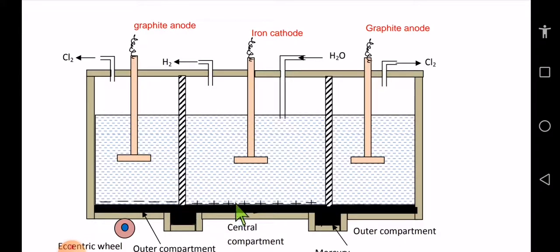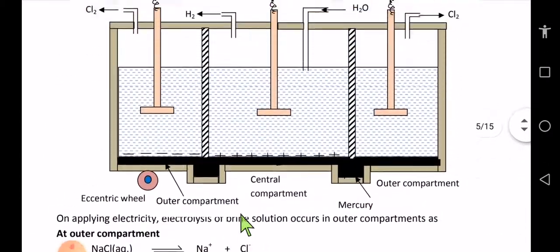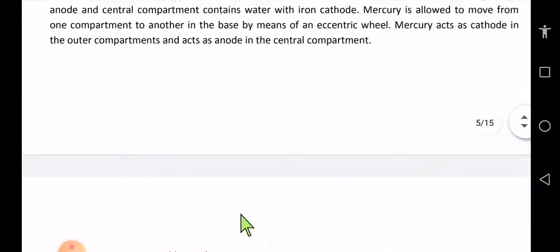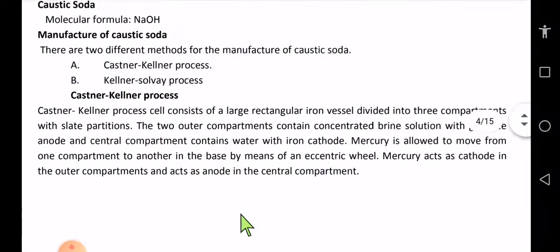This aqueous NaOH solution is taken out from the central compartment and evaporated up to dryness to get the solid caustic soda, NaOH. In this way, caustic soda is manufactured by the Castner-Kellner process.